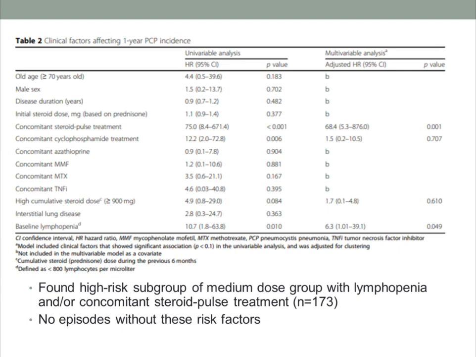And they found, in their multivariable analysis, patients who were lymphopenic coming into their steroid dosing, as well as patients who are getting steroid pulse treatment. So that's microscopic polyangiitis coming in and getting 1 gram of methylprednisolone for 3 days. Those were the highest risk factors for developing pneumocystis afterwards. It's only 5 patients, so it's a very small number, but of those 5 patients, they all had 1 or both of those risk factors.